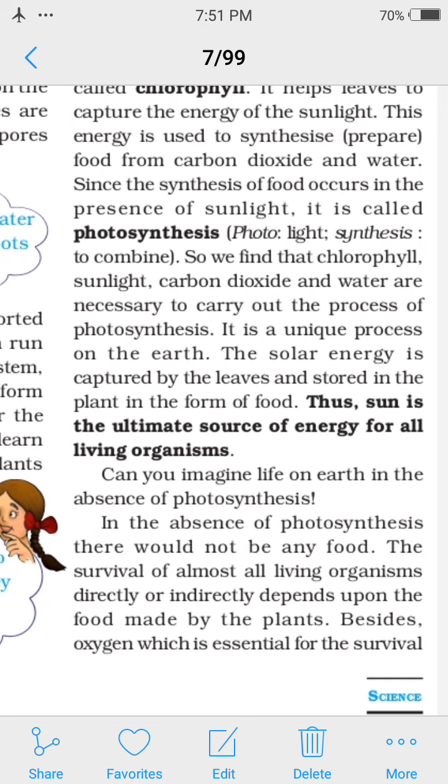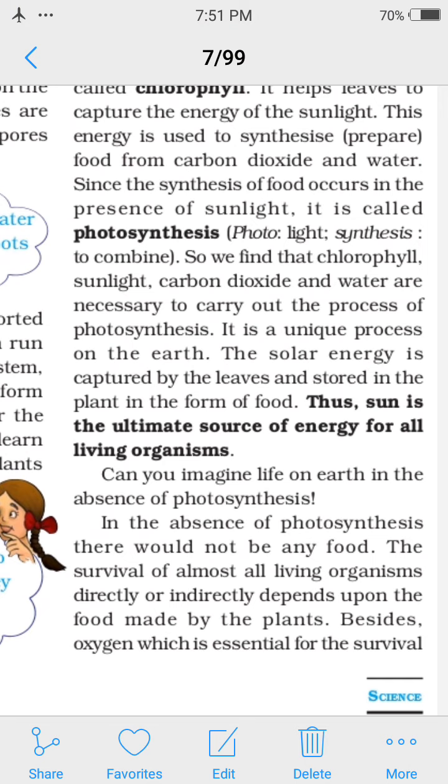Suppose the photosynthesis process cannot occur in the plant, what will happen? Plants cannot make their own food, and it is difficult for all living organisms to survive, because if plants cannot make their own food, plants also cannot survive on the earth, and without plants, herbivores, carnivores, omnivores, nobody will survive on the earth. Life will not be possible on the earth.